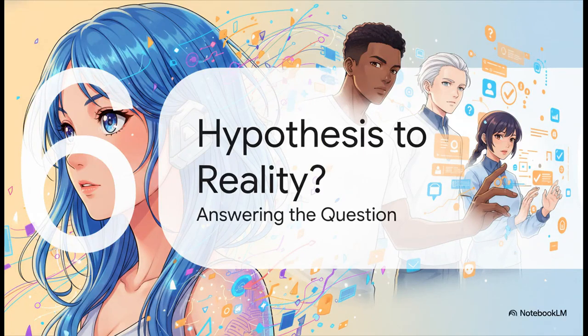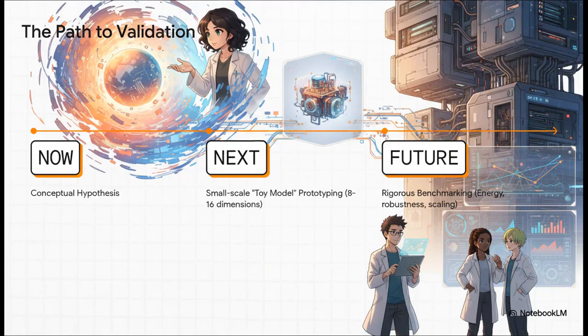Which brings us full circle, right back to that question we started with. We've seen the dream and we've seen the hurdles. So what's the verdict? Can we actually get from this fascinating concept to a real working system? Well, the good news is there's a clear roadmap to find out. Right now, we're at square one, the idea phase. The very next step would be to build a tiny toy model, something simple, maybe just a handful of dimensions, to just prove the core physics of it works. If that pans out, then you can start the real work, benchmarking it against the heavyweights.